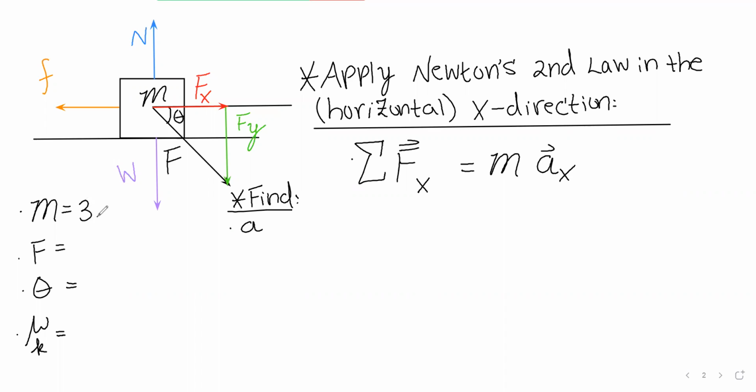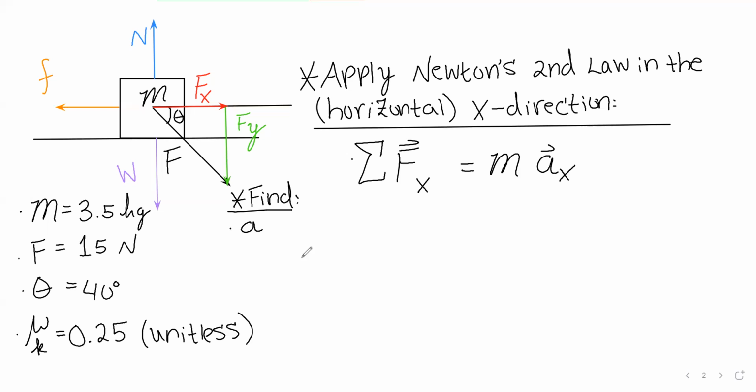The mass was 3.5 kilograms. The force in newtons. Angle was 40 degrees. And mu, this Greek letter here with the little k subscript, represents the kinetic coefficient of friction, the roughness of the surface. And it's a unitless quantity.